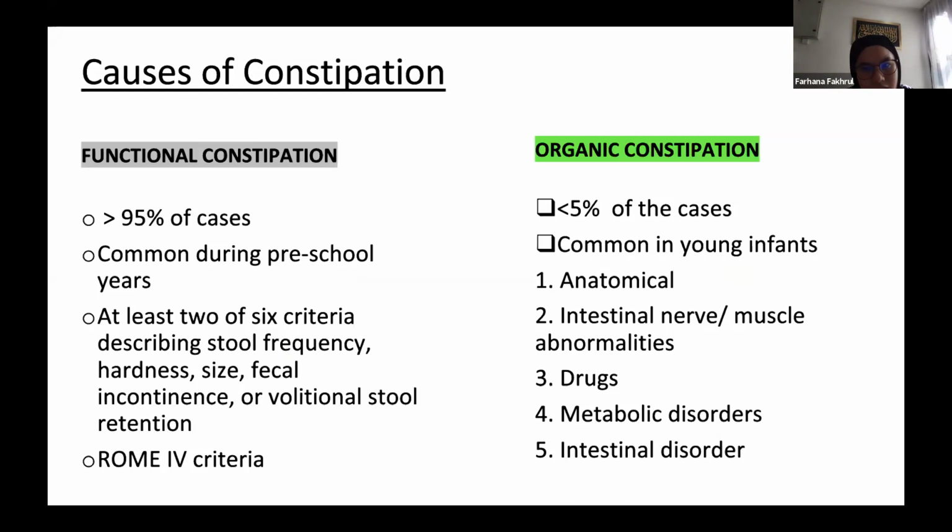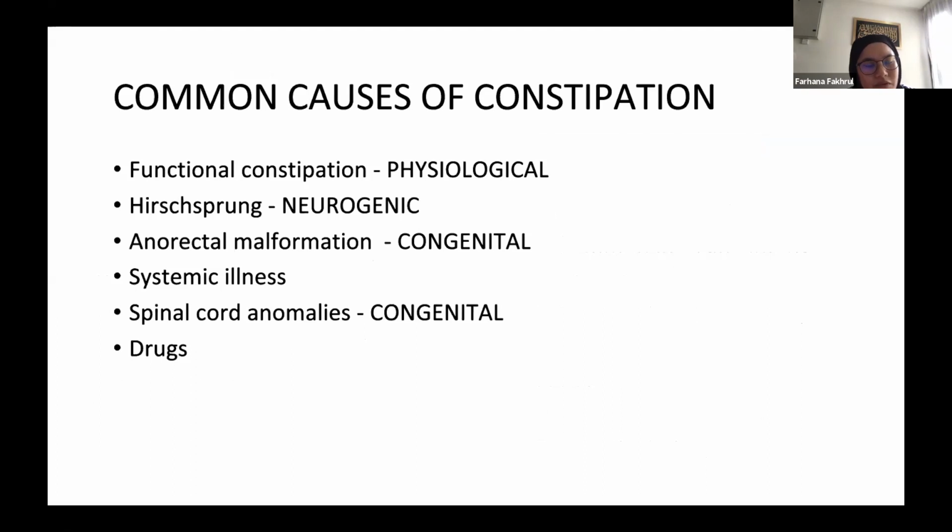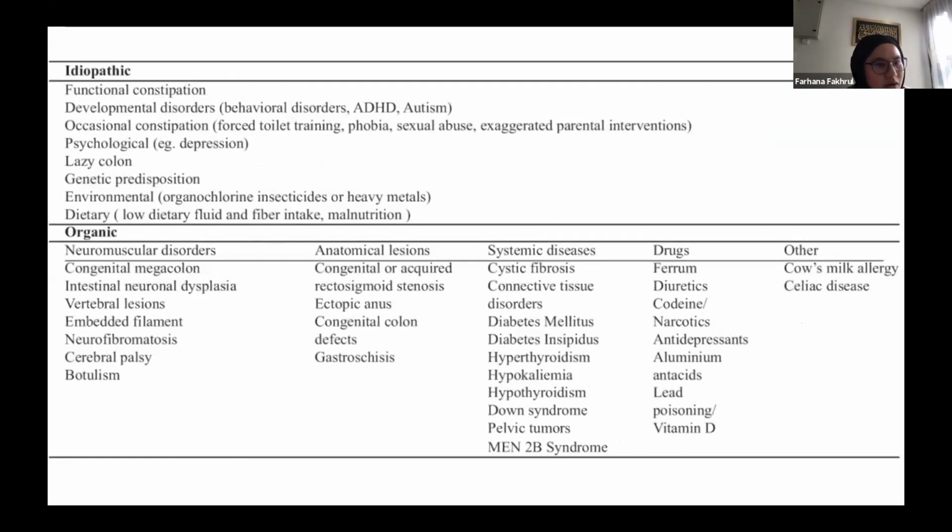For organic constipation, the causes are anatomical causes, intestinal causes, drugs, metabolic disorders, and intestinal disorders. These are the common causes. The first one is functional constipation. The next one is Hirschsprung disease, and then anorectal malformation, systemic illnesses such as hypothyroidism, and spinal cord anomalies. The next one is drugs. This is a table on the other causes of constipation. The first one is functional constipation, and the next is developmental disorders such as behavioral disorders, ADHD, and autism.